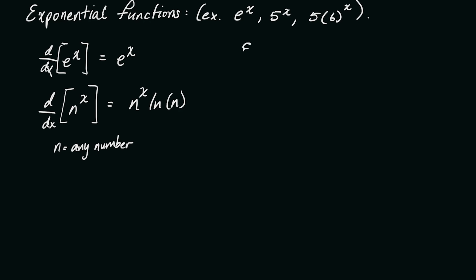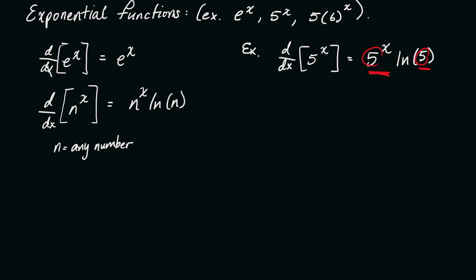So, as a few examples, if we had d over dx, the derivative of 5 to the x, that's just going to be equal to 5 to the x times ln of 5, because you're maintaining the original function, but then you're also adding on the ln of whatever number you have. So the 5 here in this case.